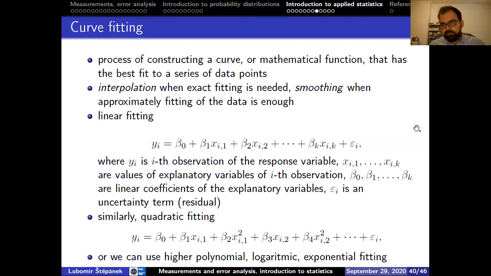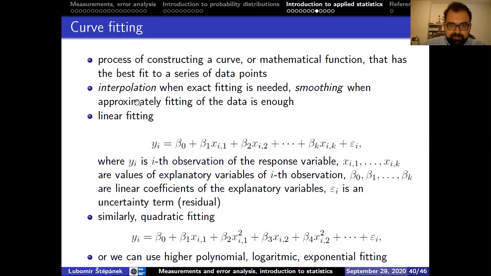Curve fitting. The last part I'd like to talk about. This is an important topic, but unfortunately connected to college mathematics. But I'm going to omit the college mathematics, and I will just try to talk about the logic behind the curve fitting in layman terms here. So the curve fitting is just a process of constructing a curve or mathematical function that has the best fit to a series of data points. This is a very nice definition, but what does it mean?